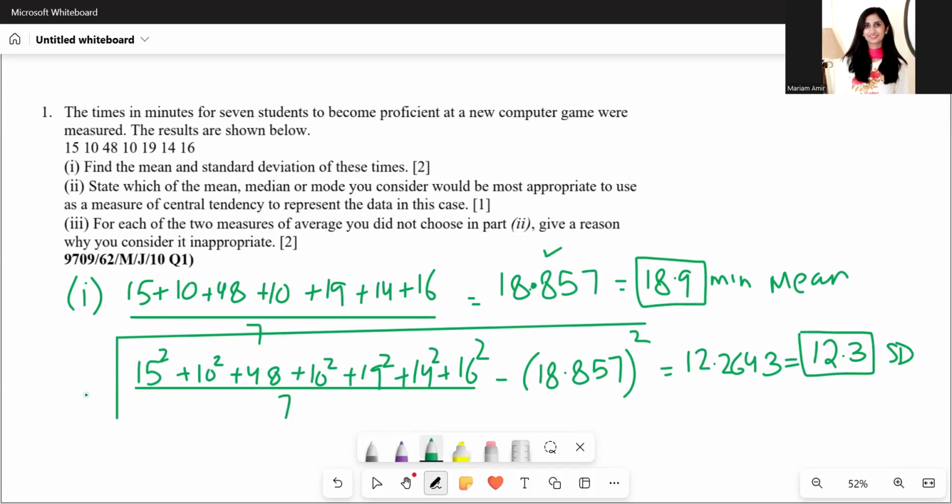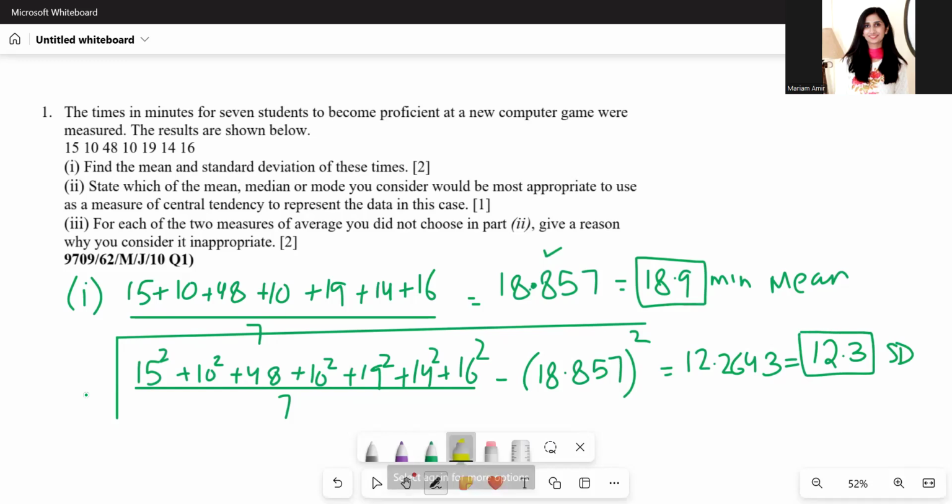Okay. Part 2. State which of the mean, median, or mode you consider would be the most appropriate to use as a measure of central tendency to represent the data in this case. Mean, median, and mode are all measures of averages, which is formally known as measures of central tendency. So the question is, in this case, which average is the most suitable? Is the mean the most suitable average? We've already calculated the mean. Is the median the most suitable average?